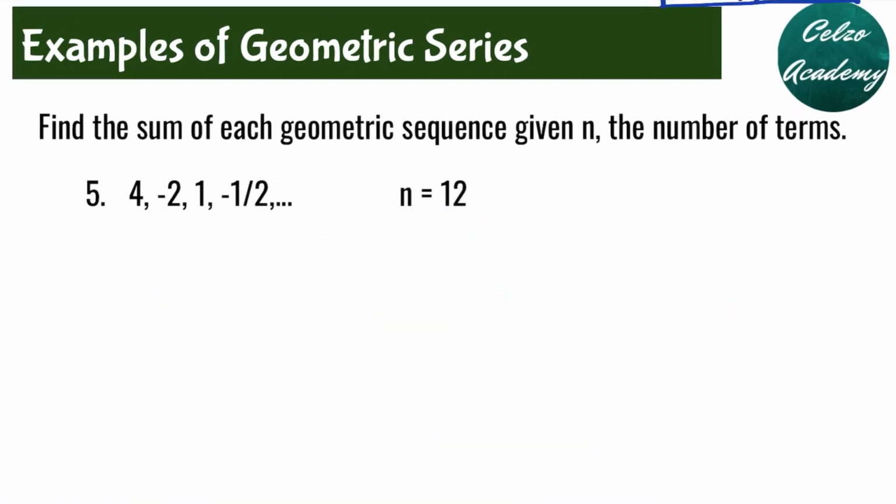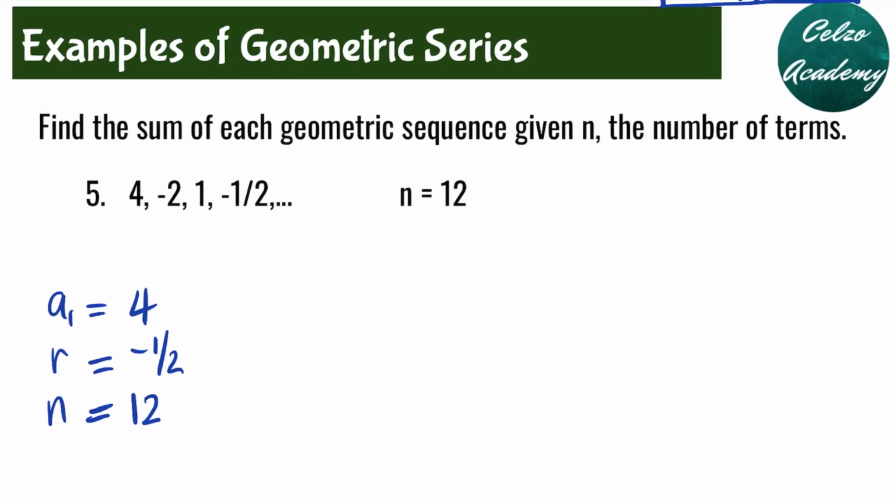Question number 5. Find the sum of the geometric sequence 4, -2, 1, -1 half when n is equal to 12. So the first step is to find the value of a sub 1, r, and n. Our a sub 1 is 4, that's the first term. n is equal to 12. What do you think is the common ratio? The common ratio here is -1 half, because -2 divided by 4 is -1 half in simplest form, or you can also do 1 divided by -2 or -1 half divided by 1.